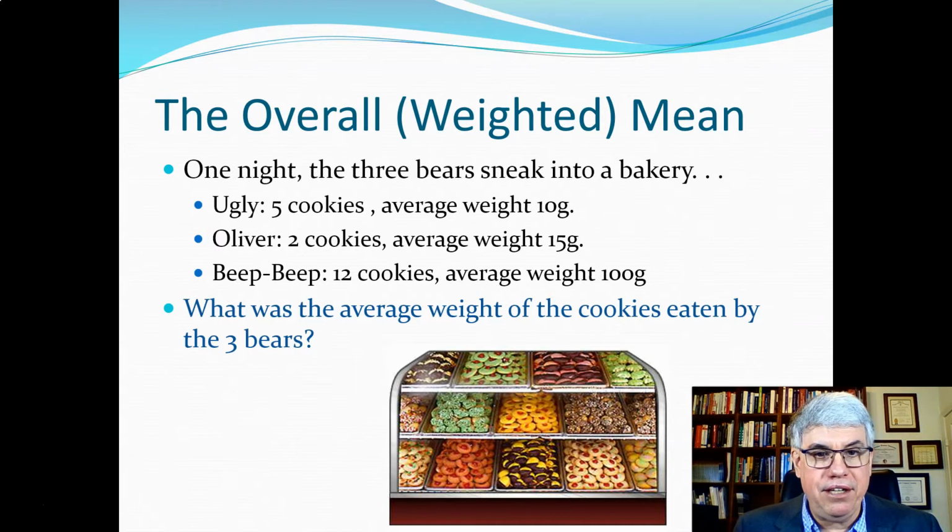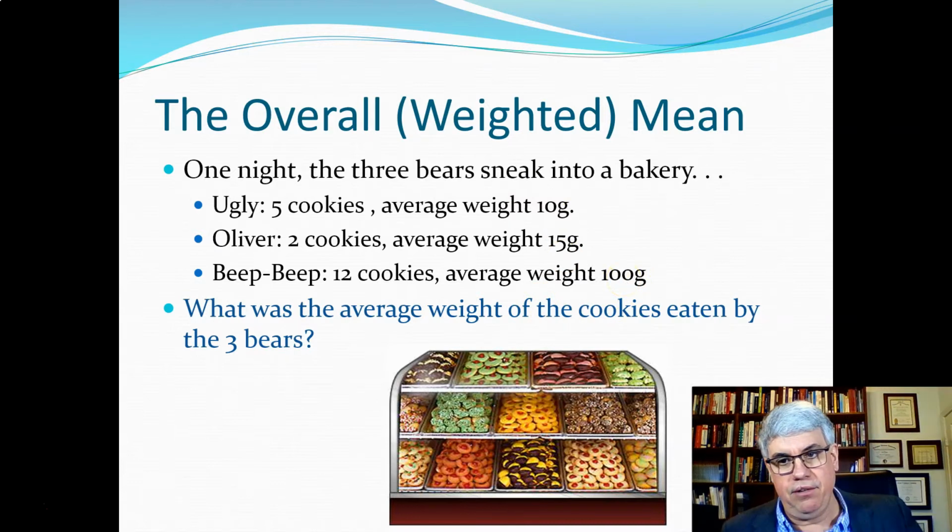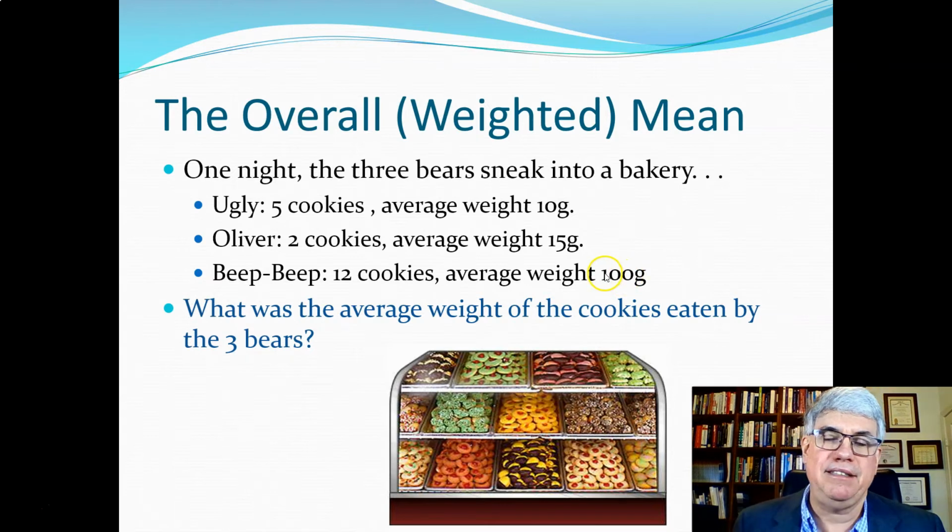Now, the question is, what was the average weight of the cookies eaten by the 3 bears? So you look at this, and we've got 10 grams, 15 grams, 100 grams. We can't just take the average of those 3 numbers because we've got different numbers of each one. So how are we going to do this? Well, we could write out 10 5 times, and 15 2 times, and 100 12 times, have a very long list, and do the average that way. But let's look at better ways of doing that.